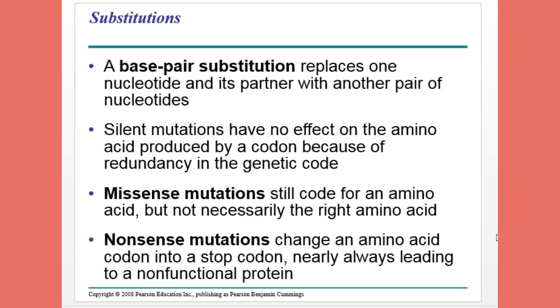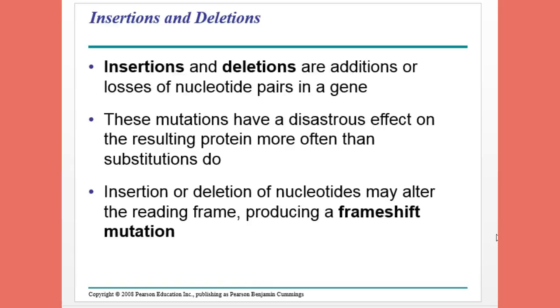A base pair substitution replaces one nucleotide and its partner with another pair of nucleotides. Silent mutations have no effect produced by the codon because of the redundancy in the genetic code. Missense still code for an amino acid, but not necessarily the right one. Nonsense change an amino acid codon into a stop codon, nearly always leading to a non-functional protein because it cuts it off too soon. Okay?